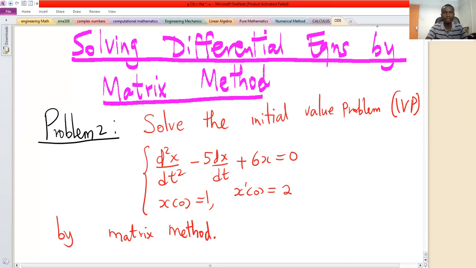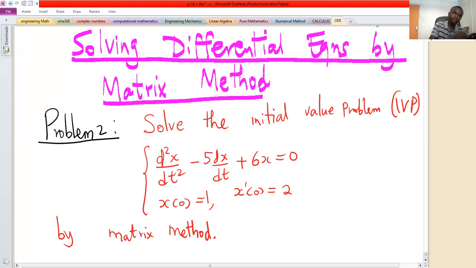Welcome to this session. In this session, you are going to solve another initial value problem by matrix method. So we have the second order differential equation, d squared x dt squared minus 5 dx dt plus 6x equals 0. And the initial conditions are x at 0 is 1, x prime at 0 is 2.